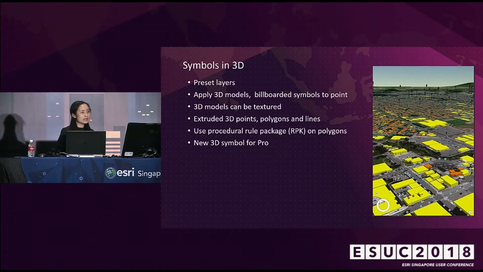So to apply symbology in 3D, there are many ways that we can do that. We can use the 3D models to apply the symbology, or we can texture the 3D models with images. More importantly, you can use the procedural rule package that is developed in CityEngine to apply the symbology in ArcGIS Pro seamlessly.